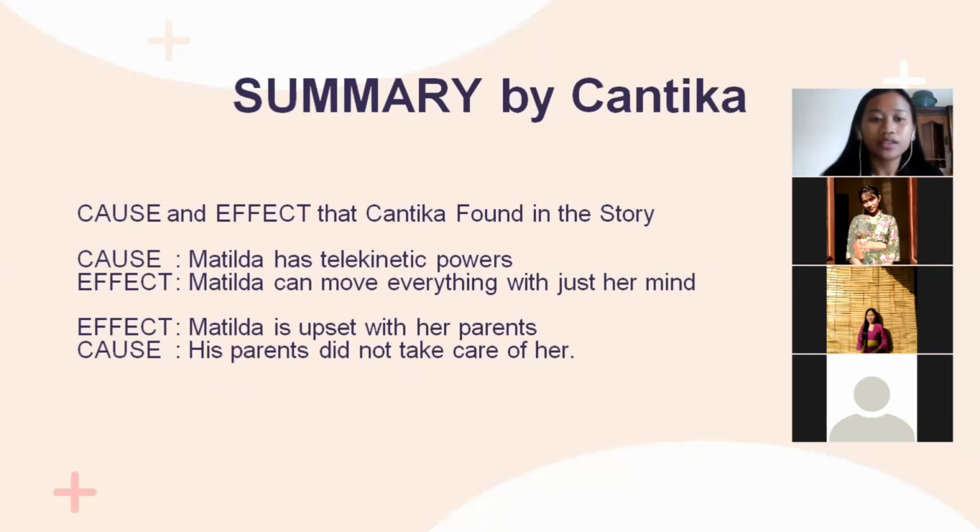So here, the cause and effect that Chantika found in the story. First, the cause is Matilda has telekinetic power, and the effect is Matilda can move everything with just her mind. And then the effect is Matilda is upset with her parents. The cause is her parents did not take care of her. So here we could see the cause is why something happened, and the effect is about what happened.